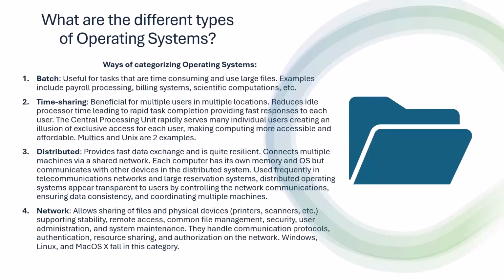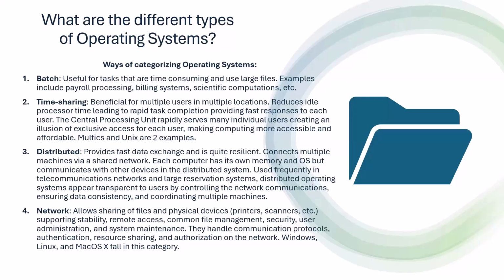So what are the different types of operating systems? There's a variety of ways of categorizing operating systems. Batch. That is useful for tasks that are time consuming and operate on large files. Payroll processing systems, billing systems, scientific computations, things like that would be suited to a batch operating system.